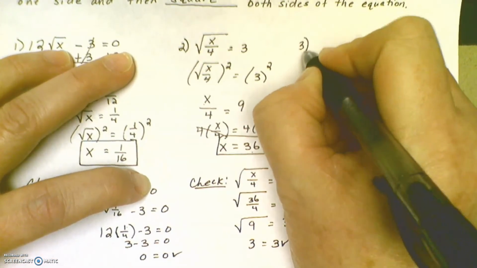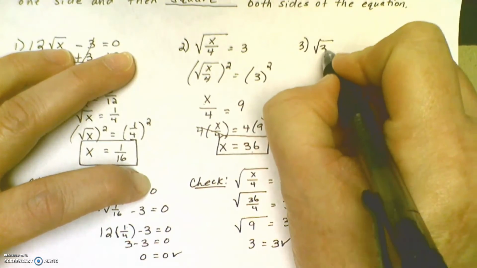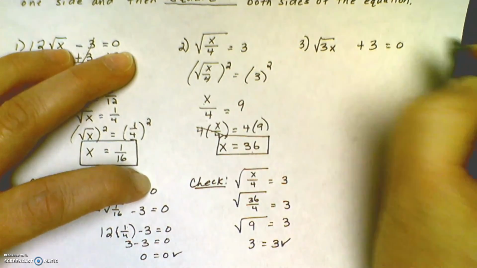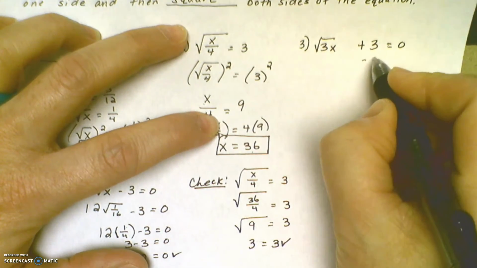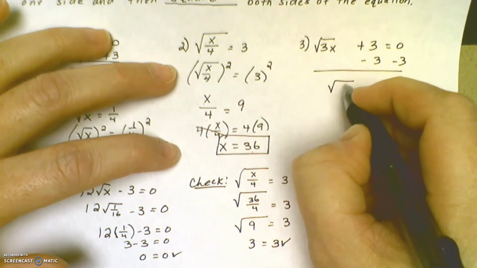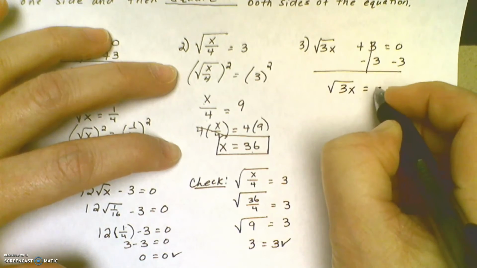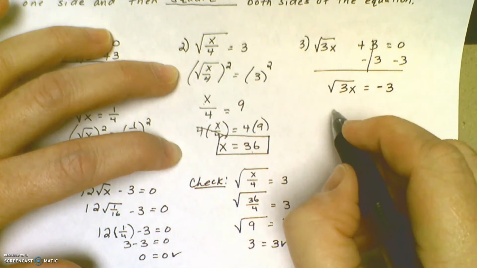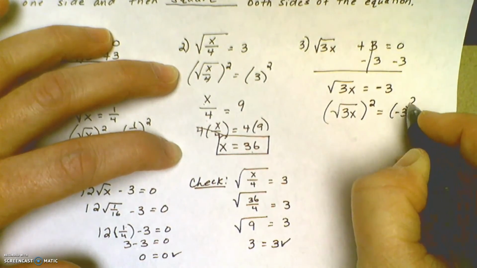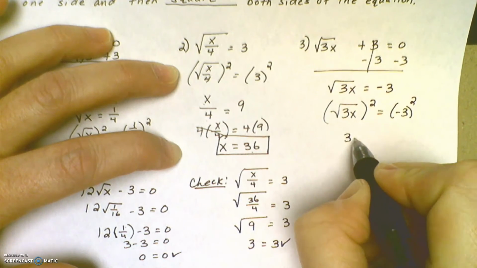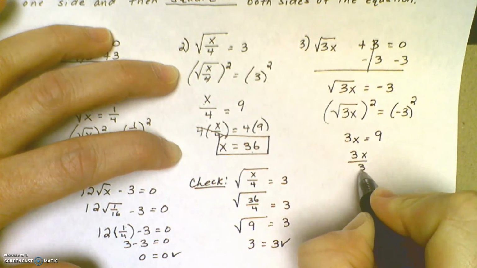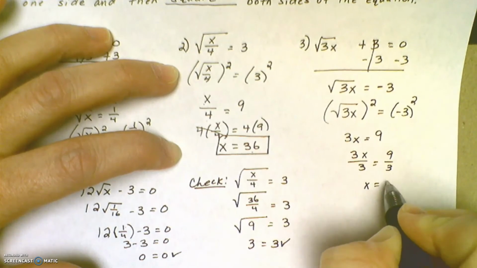Example 3. The square root of 3x plus 3 is equal to 0. Subtract 3 from both sides. We get the square root of 3x is equal to -3. Square both sides because the radical is isolated. We get 3x equals, negative 3 squared is positive 9. Divide both sides by 3. 9 divided by 3 is 3.